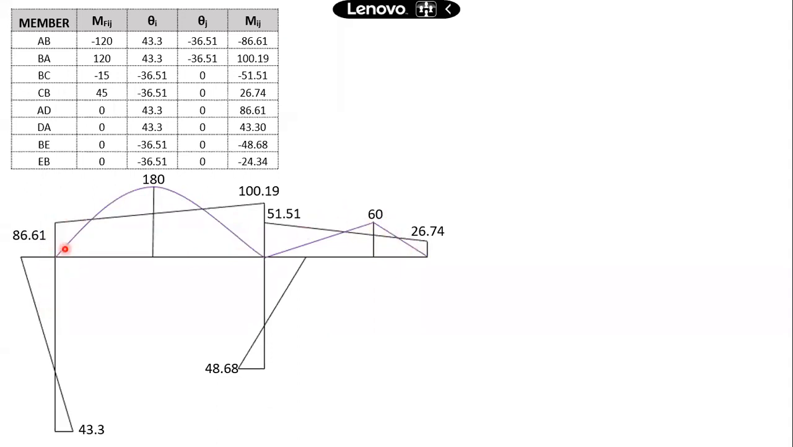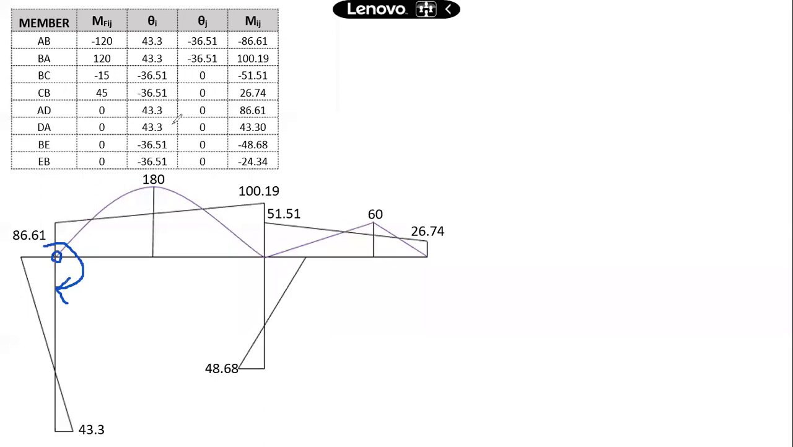For the columns, just look for the direction of the movement. Say this member, what was this member? AD. So MAD is 86 clockwise. About this joint A, I'm taking AD, at joint A. So here I have applied a moment in clockwise direction. When you apply it, it will try to rotate this member towards left. This is our joint D. Here I have applied the clockwise moment. It will try to bend this member towards left, so the ordinate is taken towards left.